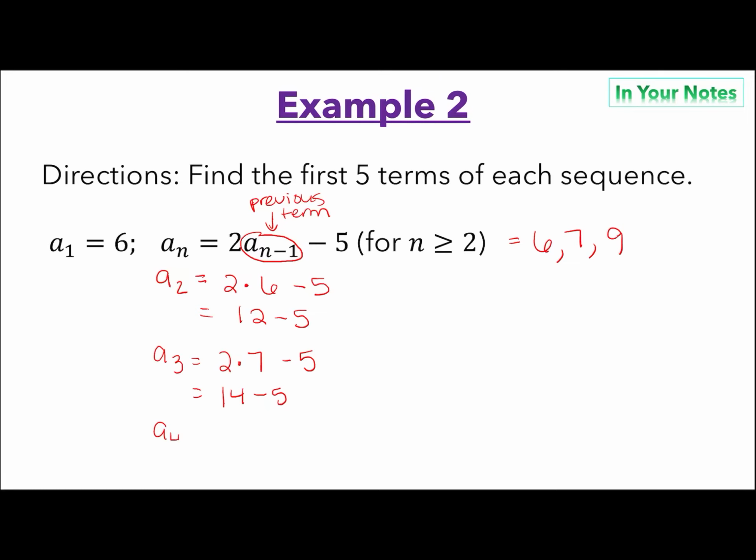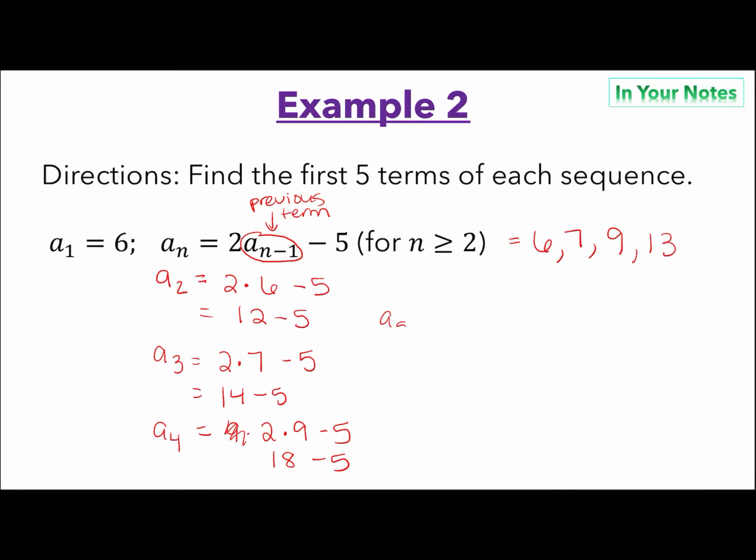A sub 4. So once again, following the formula, 2 times the previous term, which is 9 now, minus 5. So 2 times 9 minus 5. So that's going to be 18 minus 5 is 13.